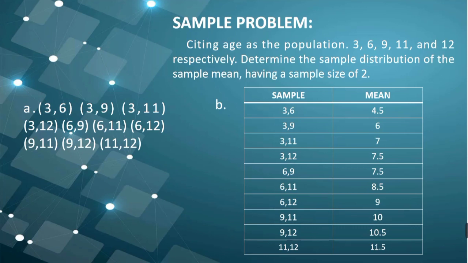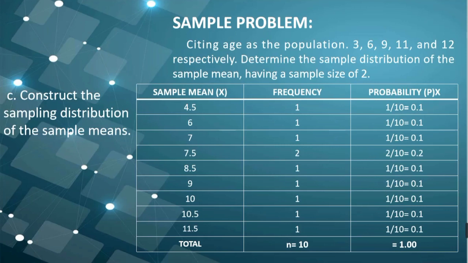To determine the sampling distribution of the sample mean, step 1 is to list all possible samples of size 2 from the population. Step 2 is to compute the mean of each sample by adding all the numbers together, in this example 3 and 6, then dividing the total sum by the number of scores used, getting its mean of 4.5. Step 3 is to construct the sampling distribution of the sample mean, acquiring the probability by dividing the frequency by the total possible samples.